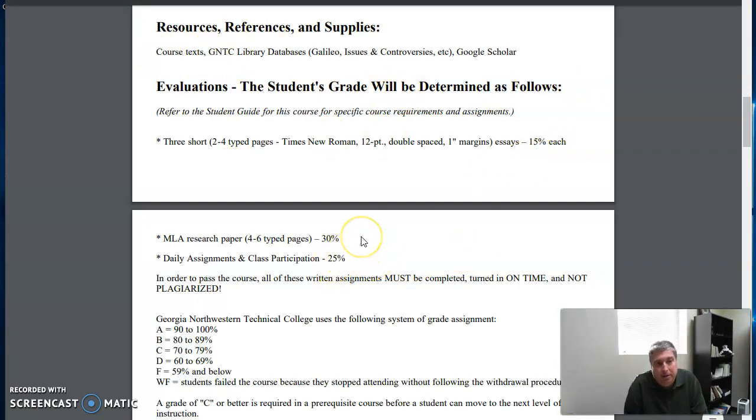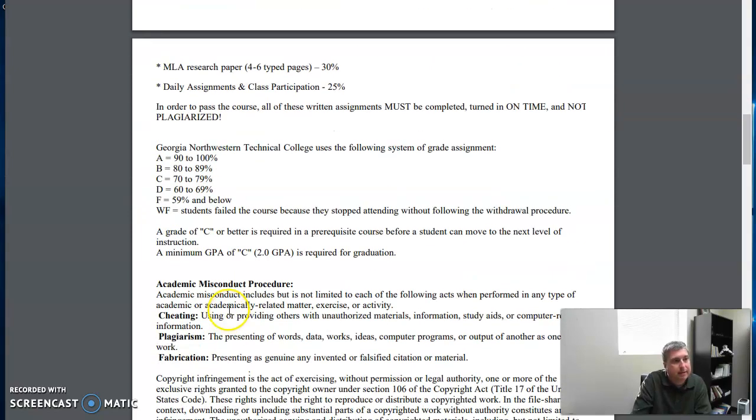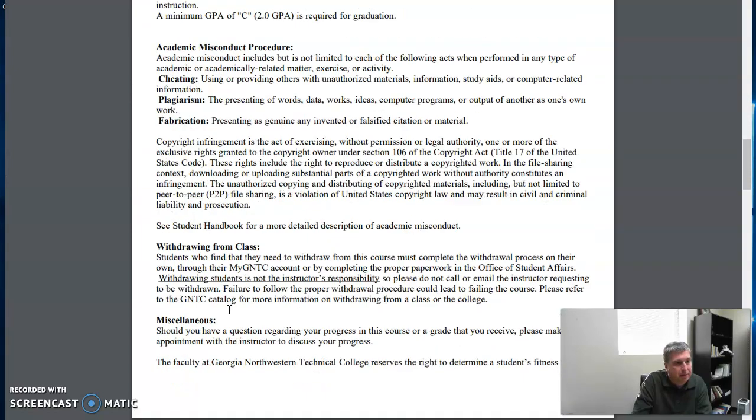The research paper is 30%, and then daily assignments we'll have along the way, and daily grades, class participation is 25%. Of course, be careful of plagiarizing. Any work you submit in this class should be your own work, and you want to be sure to turn in work that is your own, not work that someone else has already turned in or that you've gotten from the internet or whatever.